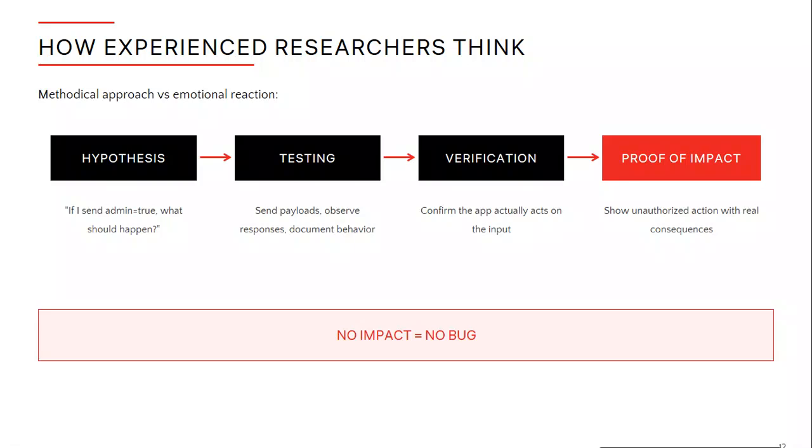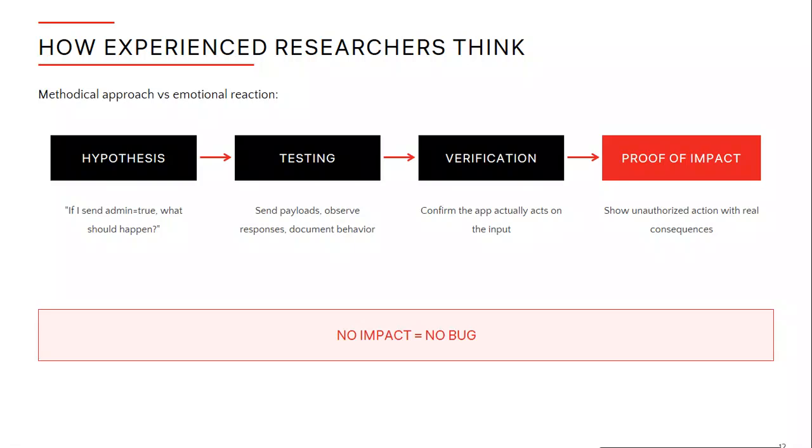And the next thing is verification. They confirm the app actually acts on the input. So the way they do this is that when they send their payloads, they don't just look at the HTTP 200 OK as valid, meaning the server actually received this, but they try to see what actions they can perform after sending that payload, to see the kind of things they now have access to. And from there, they move on to proof of impact. They show unauthorized actions with real consequences. That's where you now start providing impact.